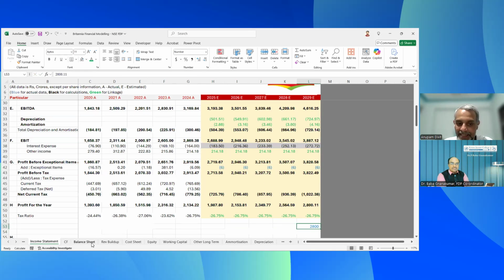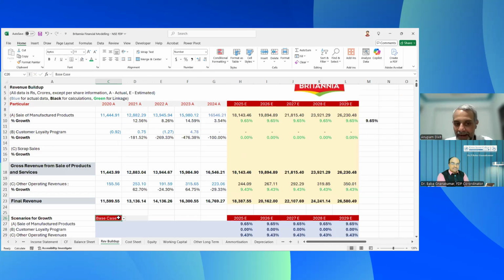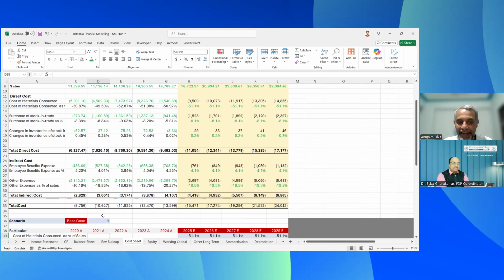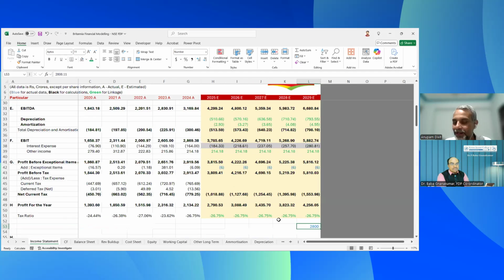Now, if I change the revenue build-up sheet and make it a bull case, and I also make my cost sheet a bull case, let's see how that alters my profit. My profit has gone up to 4256.05 from 2800, right? So from that one cell in revenue and one cell in the cost, I have altered all my projections for the future, right?